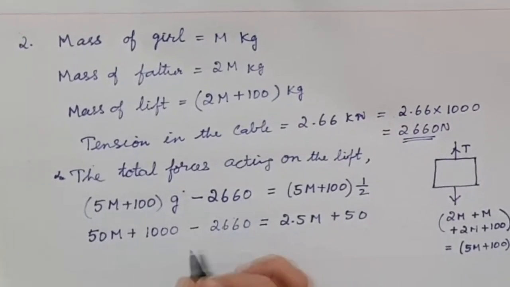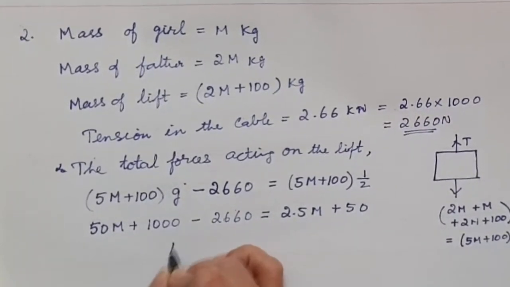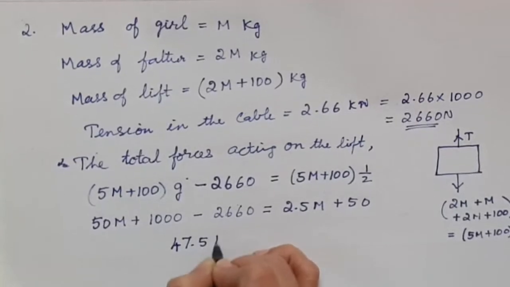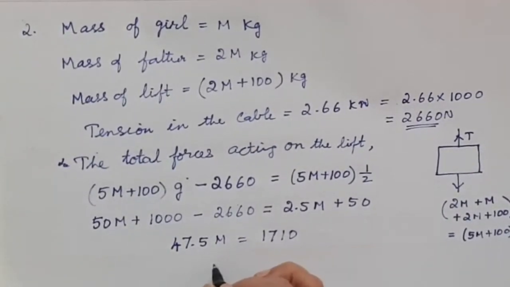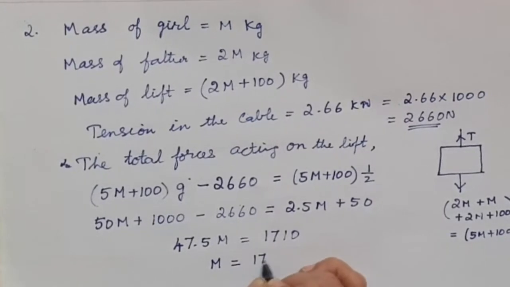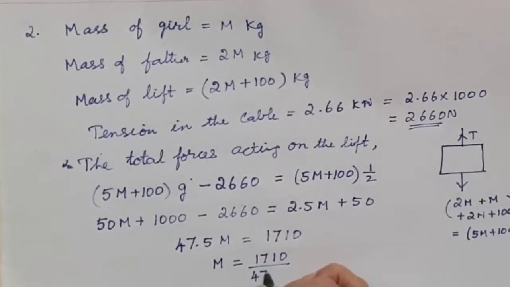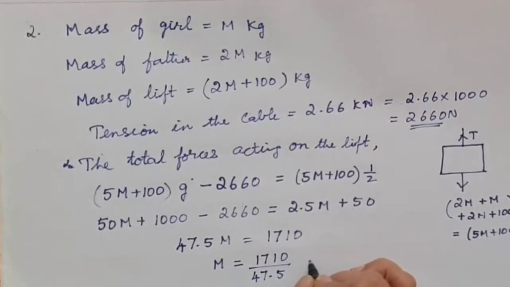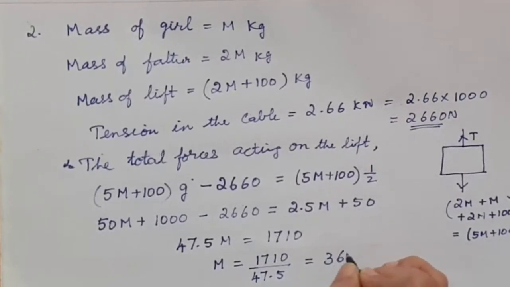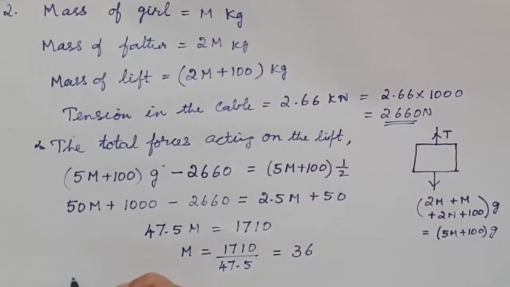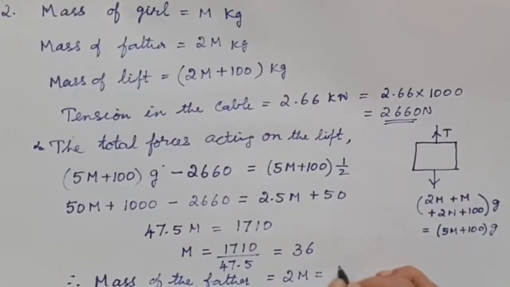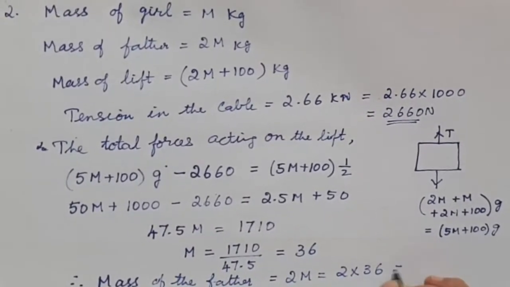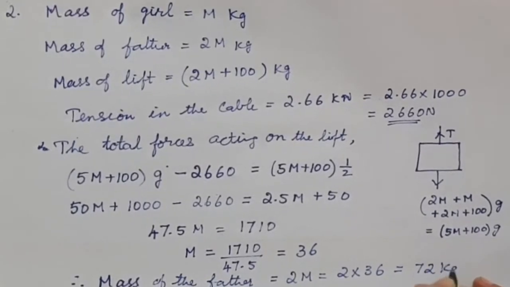So when we group all the m's and the numbers to one side, we get 47.5m will be equal to 1710. So m will be equal to 1710 divided by 47.5. So it will be equal to 36. Therefore, mass of the father, 2m, is equal to 2 into 36. So it will be equal to 72 kg.